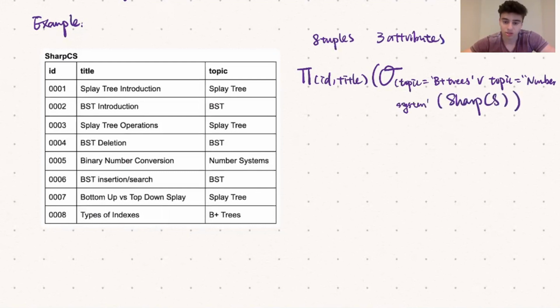So there's our query. Now let's look at what the result is going to be. To look at this query result, we're going to work from the innermost query outwards, just to make it as intuitive as possible. The first thing you'll notice here is that we have this table with all sorts of different topics, but we're taking a select on two predicates, one being that the topic is either B plus trees or the topic is number systems.